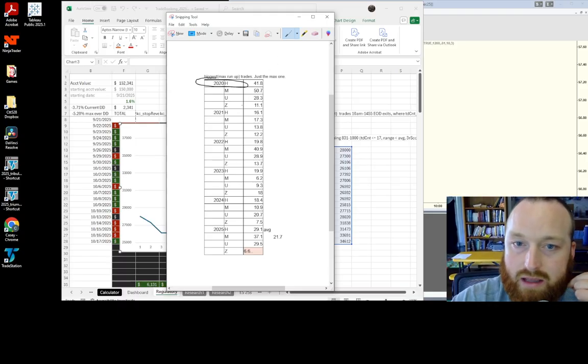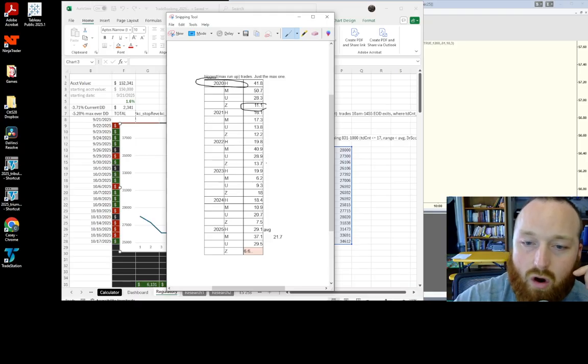But then even in December of 2020, you still make 11 grand on a trade. In fact, you make 16, 17, 13, 12, 19, 40. You nearly always make a 10 grand trade, okay, not March or June of 2023. In 2025, the March contract went 29 grand. The June contract went 37 grand. The September contract went 29 grand. In this contract, the max it's gone is 6.